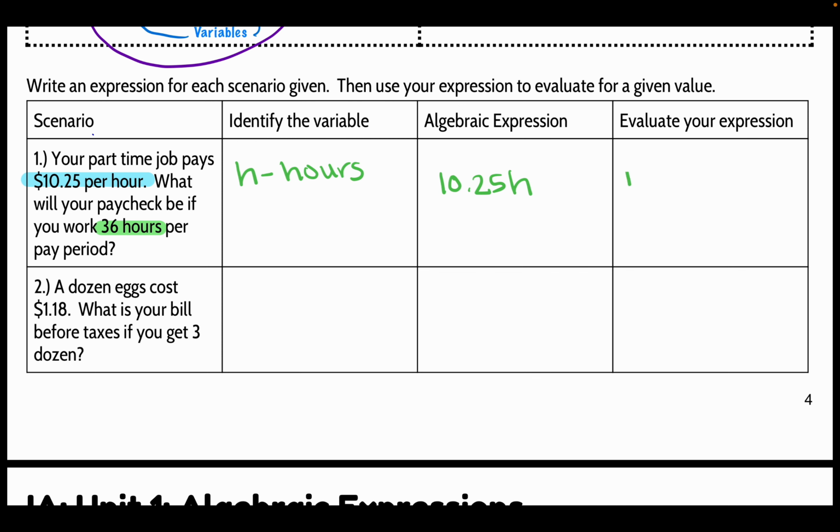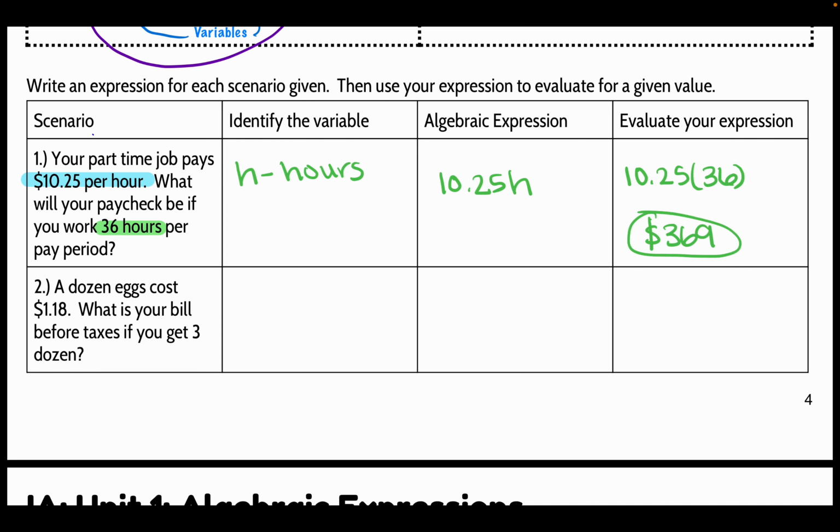So we know that it's 10.25 times 36. Let me just grab a calculator. So 10.25 times 36, we get our answer of $369. Okay, I'm going to put my dollar symbol because we're working with money. Okay, so that's our answer.